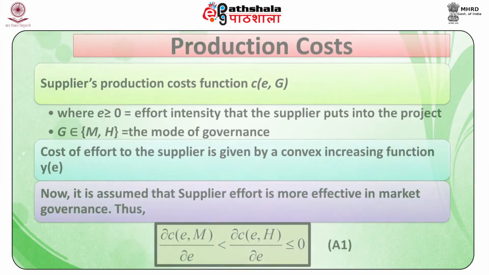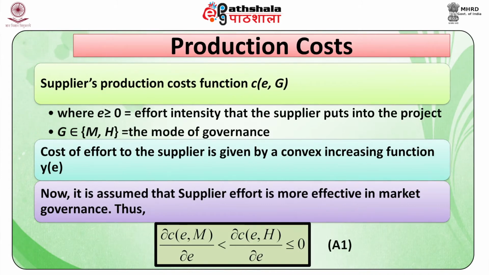Production cost. Let us assume that the supplier's production costs are given by the function C(e, g), where e is greater than or equal to 0 and is the effort intensity that the supplier puts into the project, and g, which belongs to {M, H}, denotes the mode of governance. Rising effort intensity leads to lower production cost. This can be the extra time and attention that the supplier puts into directing production of other employees, into choosing production alternatives that reduce cost, etc. The cost of effort to the supplier is given by a convex increasing function, ψ(e). Decisions on how to produce or adapt the production processes can be thought of as an input into the production process.